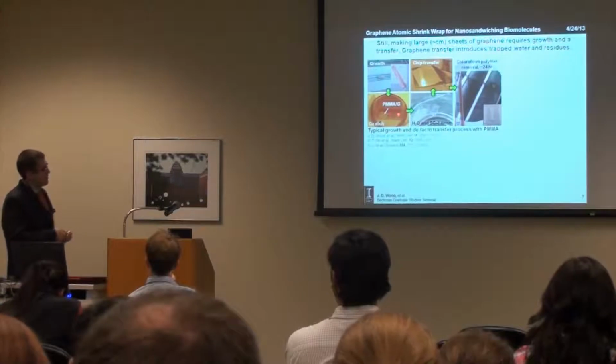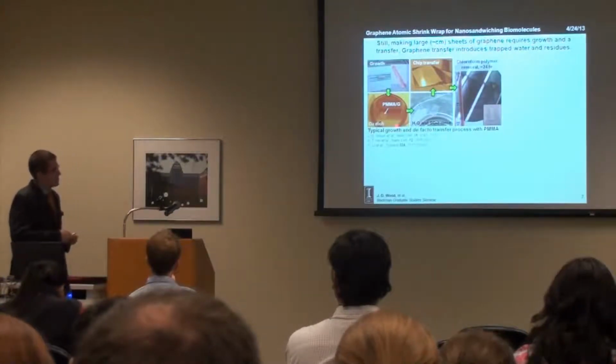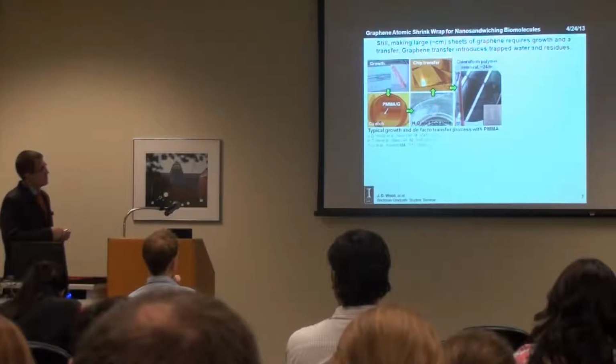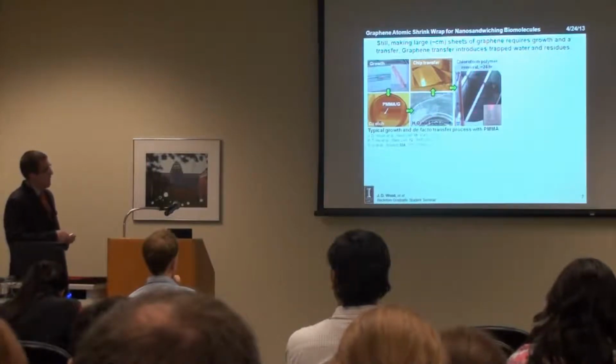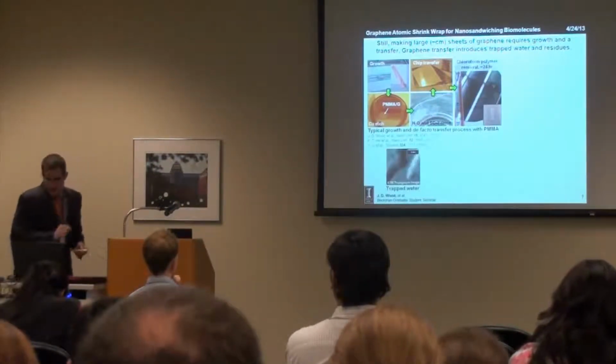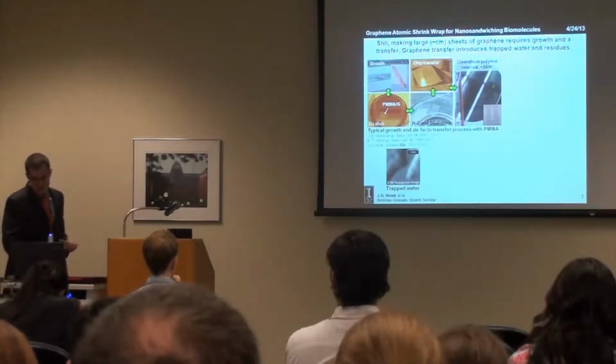We spin on a polymer. The typical polymer is polymethylmethacrylate. We destroy the copper. We clean off the residue. We get to a chip. We do a good job. We can pattern the Illinois logo. And we, once again, trap water, as I showed before.